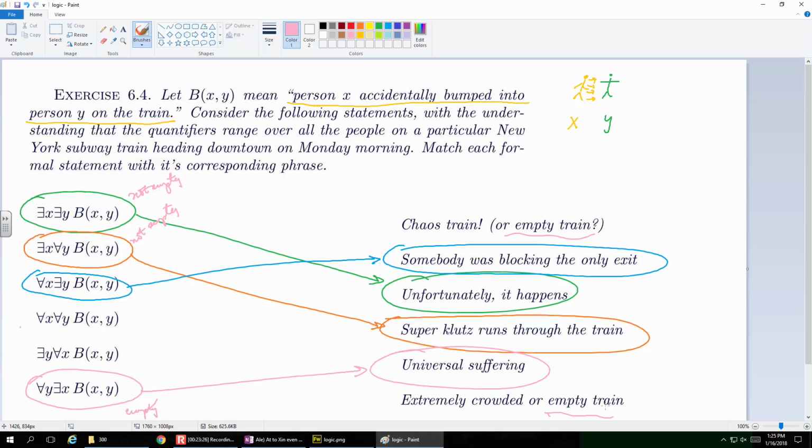The second from the bottom says, what does it say? It says that there's a Y for any X, is that what you said? No, not for any X in the right order. There is one right person that's been bumped into by every X. I thought we already had that.